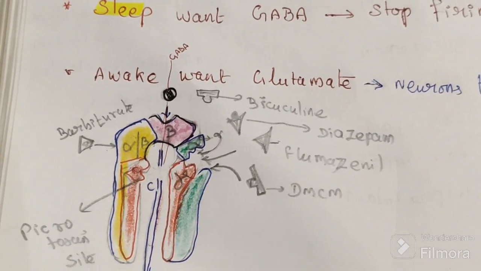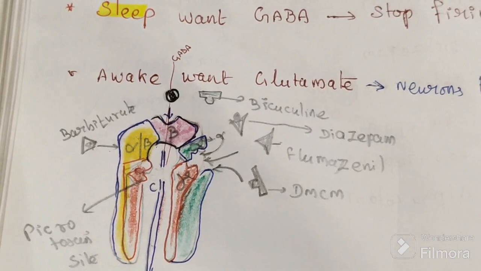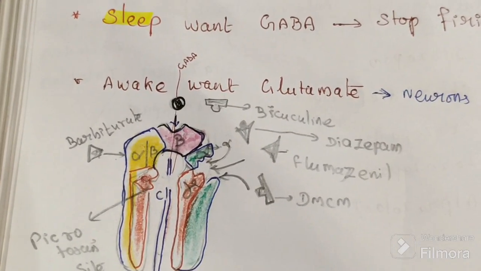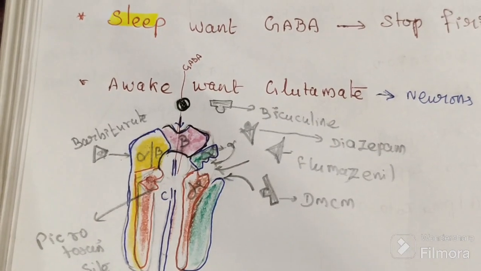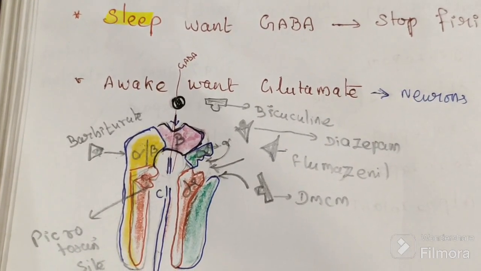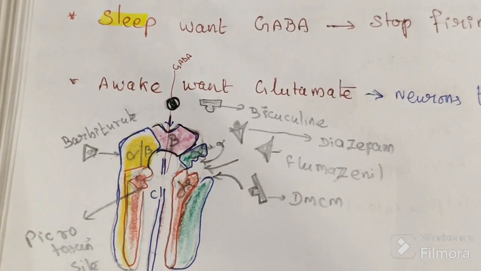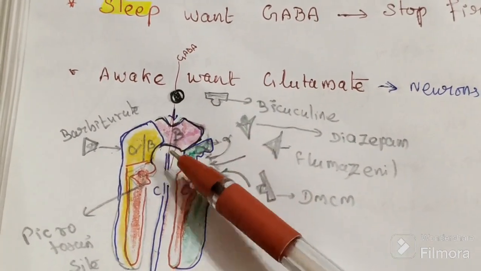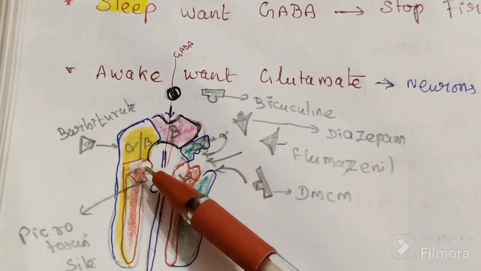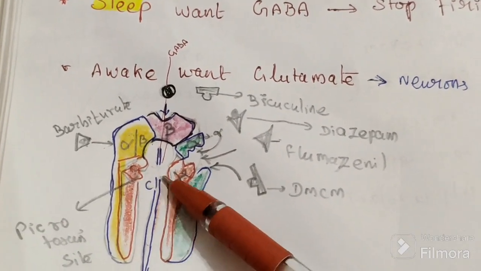So that neuron will be inhibited and we can quietly sleep. When all the neurons stop firing, we can sleep quietly. So this is how we people sleep. So what is the mechanism? GABA will come and bind with this GABA receptor. At that time the chloride channel will open.